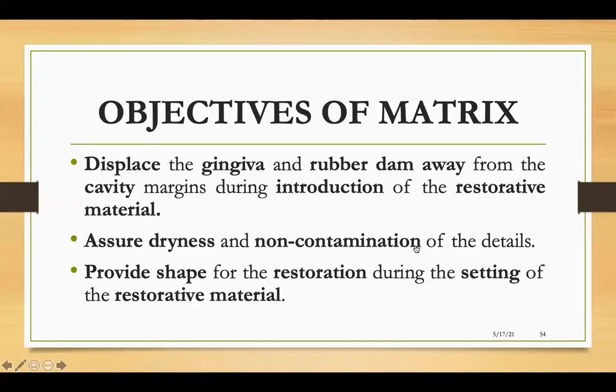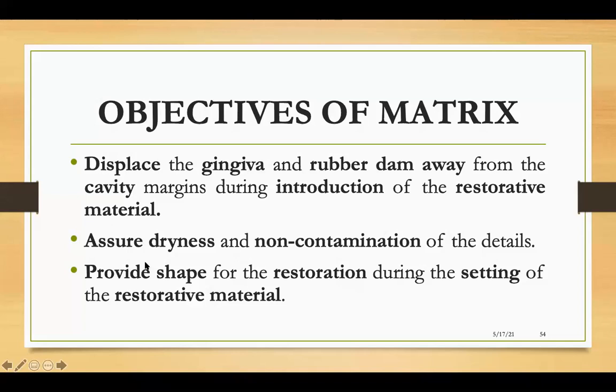Okay, let's quickly write down the objectives of matrix. It has to displace the gingiva and the rubber dam. It's the device that we use for isolation away from the cavity margins during introduction of the restorative material. It has to assure dryness and non-contamination of the details. Yes, we do not want any blood or contaminant coming inside your matrix band. It should provide shape for the restoration during the setting of the restorative material.